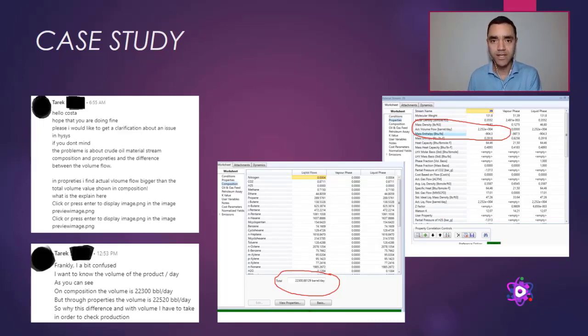And as you have seen in this live session, the differences are because they have different phases. The actual volume flow is based on the operating conditions, pressure and temperature, and the liquid volume flow is based on 60 Fahrenheit and 1 atm conditions. So if the process is not running at 60 Fahrenheit and 1 atm conditions, the calculation of the mass density will not be the same, the results of the mass density will not be the same, and these values will not be the same because of that.